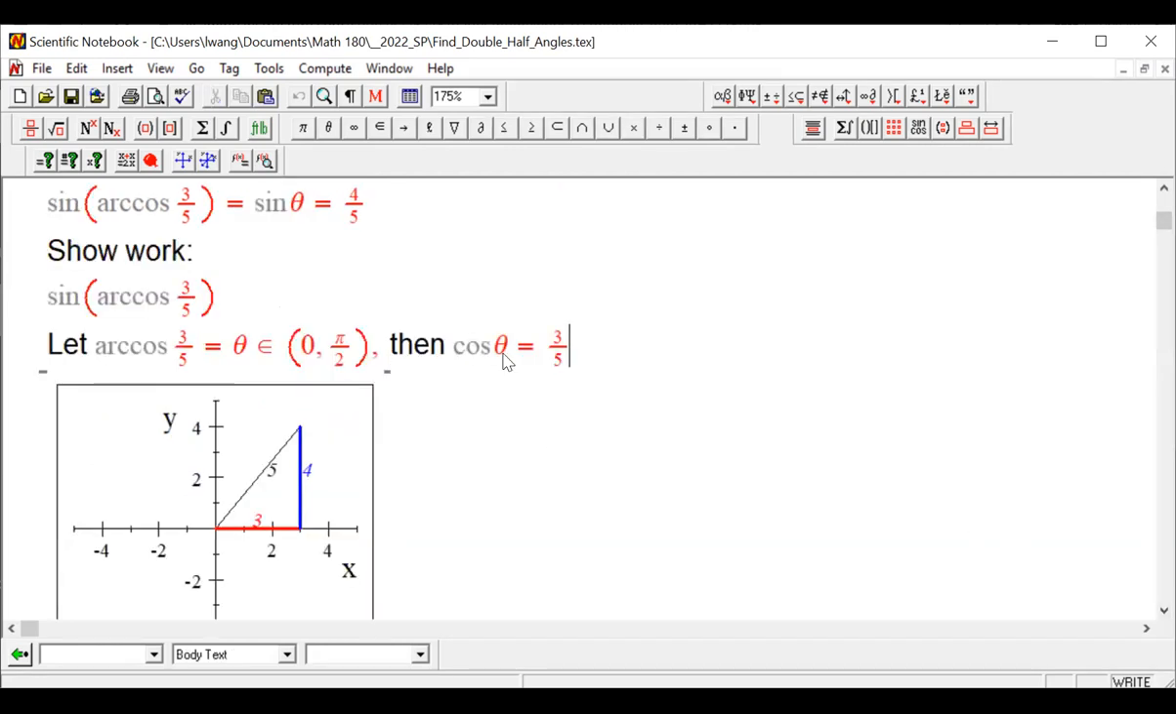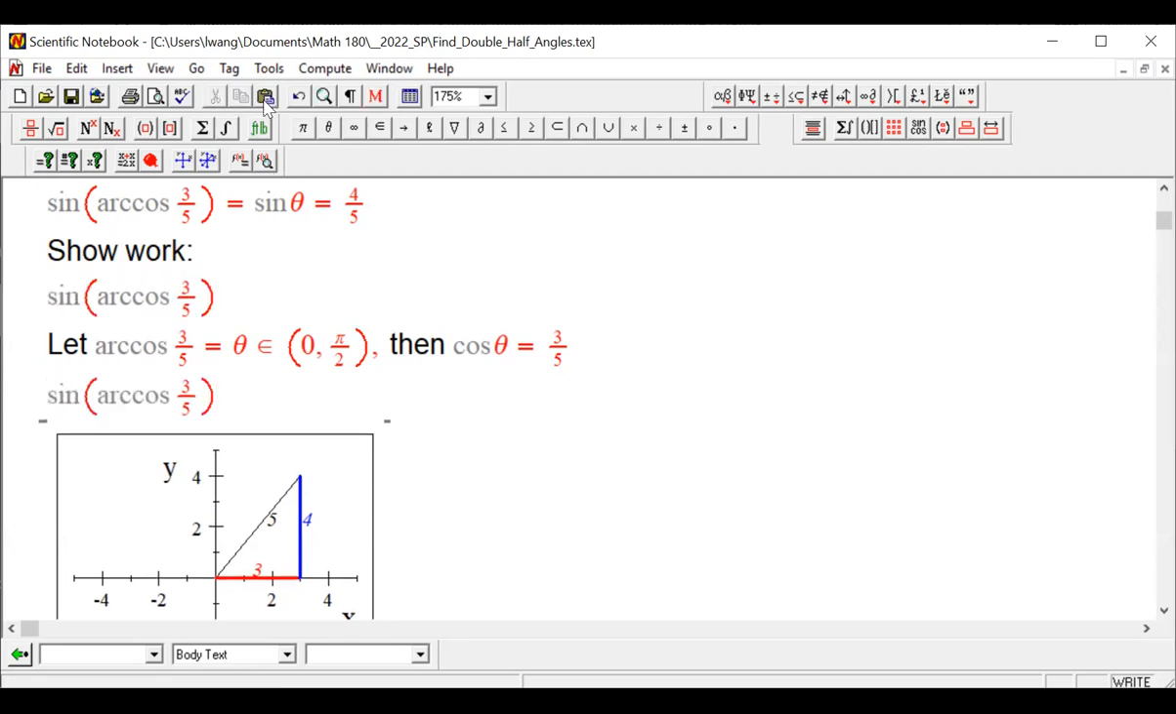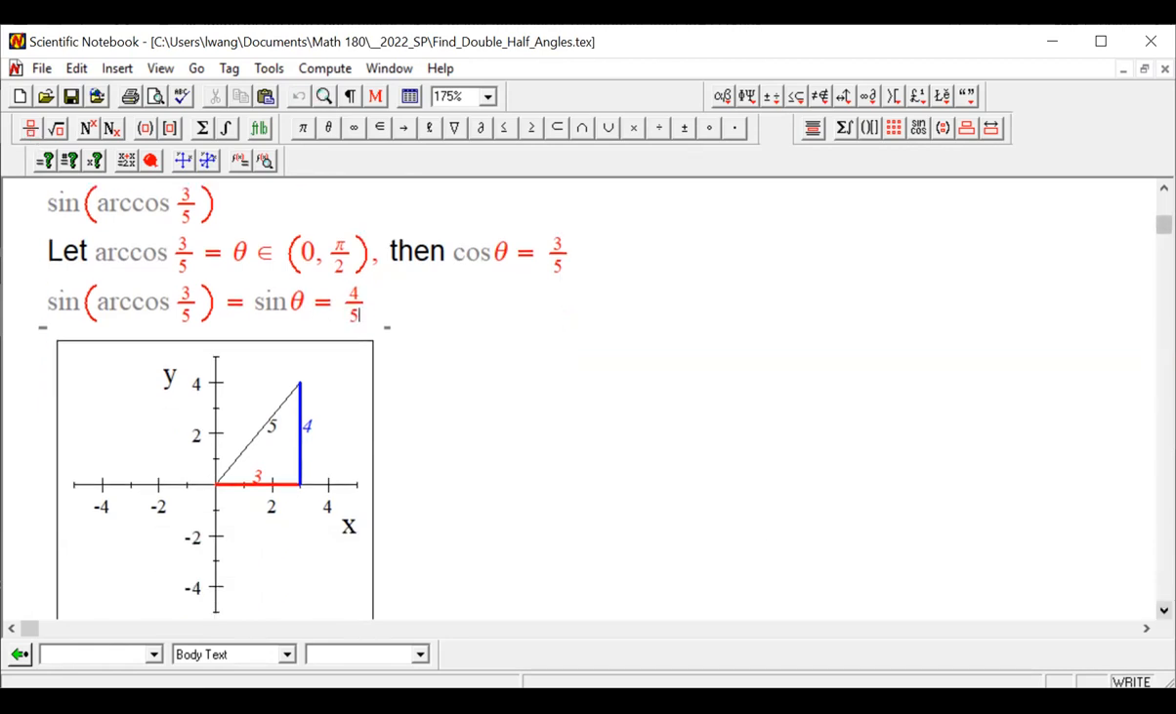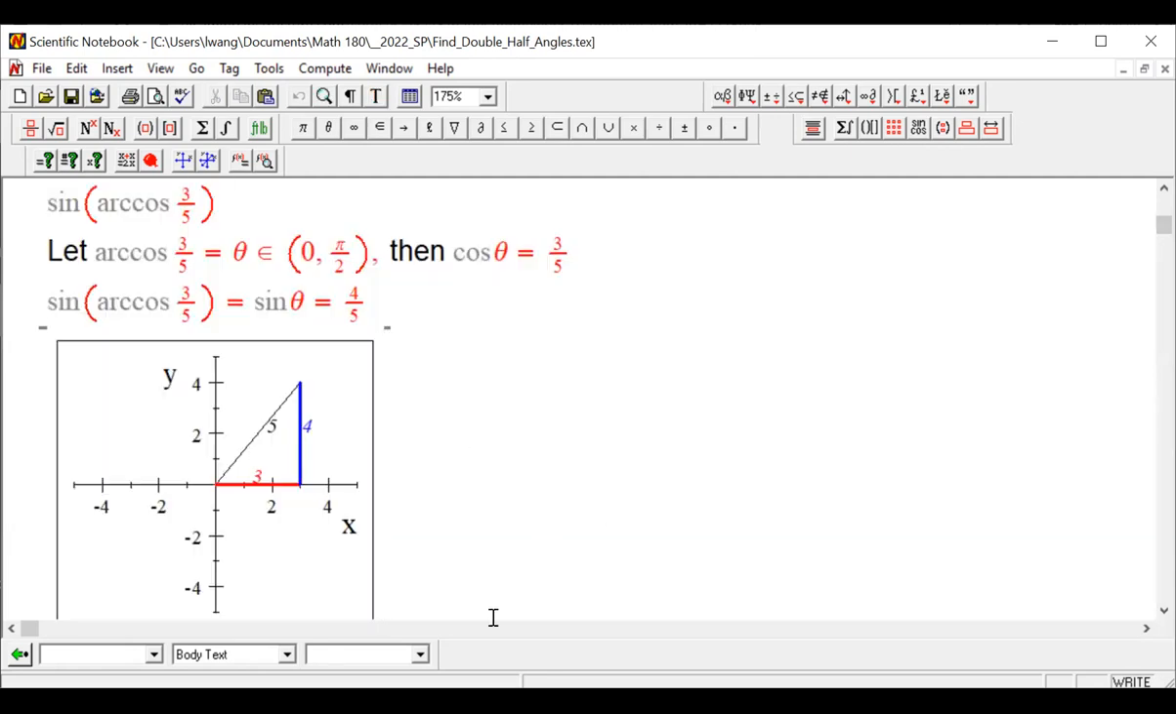So once you draw this picture, and you get cosine theta equals 3/5, the next thing you would write is sine of that equals sine of theta, and sine theta from that picture equals 4/5. And you're done. So for this question, this is how much work you need to show. Nice and clean. You don't have to have exactly the same color as long as you understand. I hope that helps.